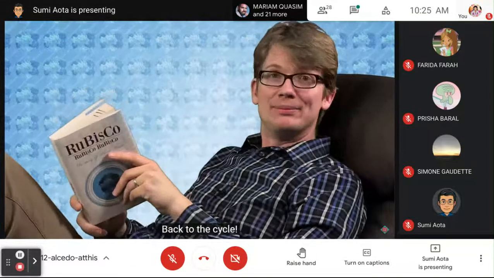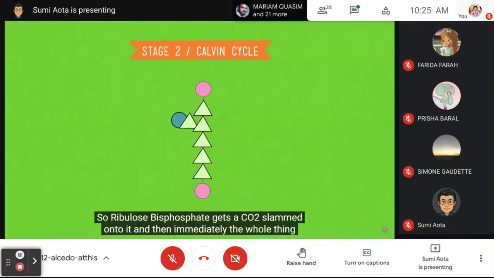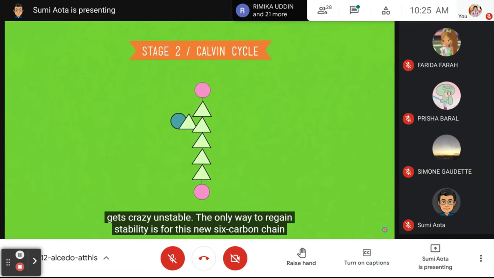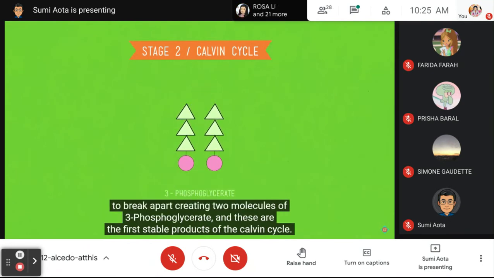Back to the cycle. So ribulose bisphosphate gets a CO2 slammed onto it, and then immediately the whole thing gets crazy unstable. The only way to regain stability is for this new 6-carbon chain to break apart, creating 2 molecules of 3-phosphoglycerate.